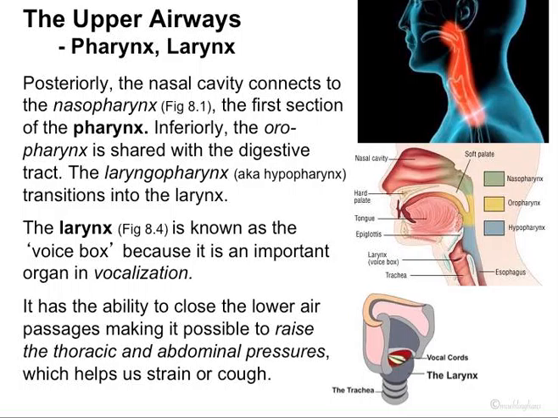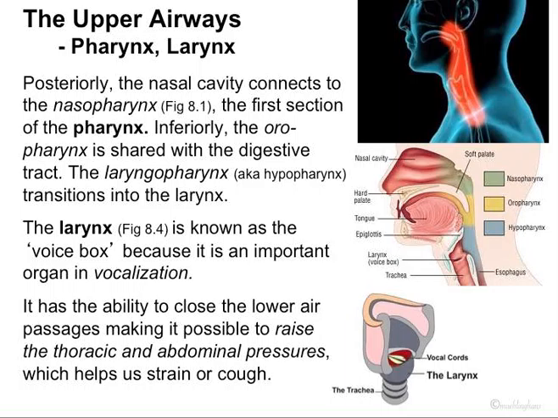Then, posteriorly to the nasal cavity, we have the nasopharynx. So we have an area that goes up and down that is called the pharynx. The first part is the nasopharynx, and then below that we have the oropharynx, and that one is shared with air and liquid and food that we take in from the mouth, which is the digestive tract, the digestive system then.